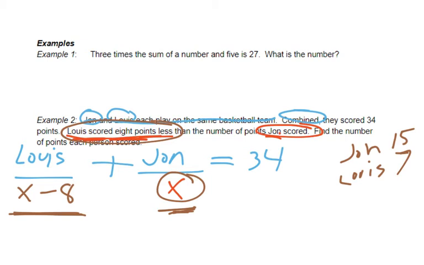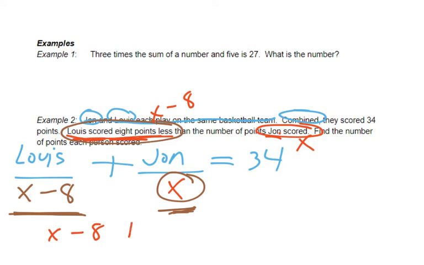But we don't know John's amount. I just gave you a random number and said John's amount was 15, right? So whenever you don't know something, let it be your variable. In this case, we don't know John's amount, so that was X. Lewis's was described based on John's amount. So Lewis's is going to involve John's amount, but it's going to be 8 less than that, which is X minus 8. So now we have our equation. It's X minus 8 plus X equals 34. Remember, the X minus 8 is Lewis, the X is John.